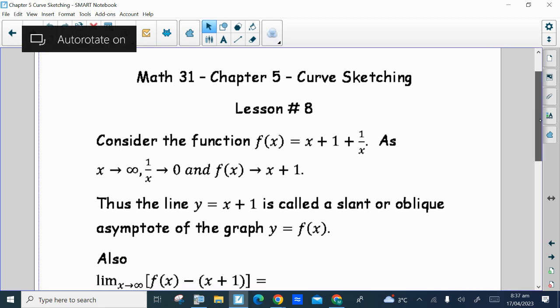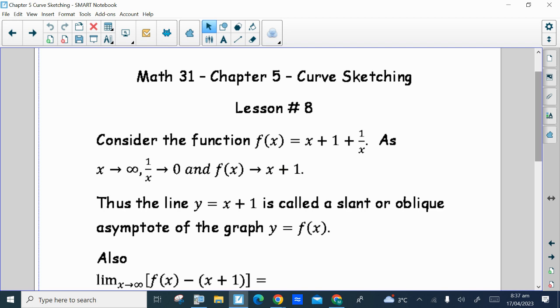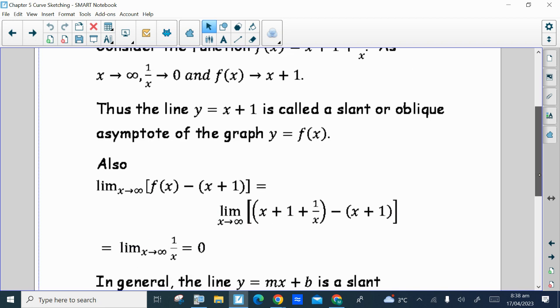So the last thing we need to look at is the fact that some rational expressions have a slant asymptote. So if you look at the function f of x equals x plus 1 plus 1 over x, you would see as x gets larger and larger, the last term, 1 over x, will get smaller and smaller. It'll approach a value of 0. And so therefore, the function will approach x plus 1. So the line y equals x plus 1 is called a slant or oblique asymptote of that graph.